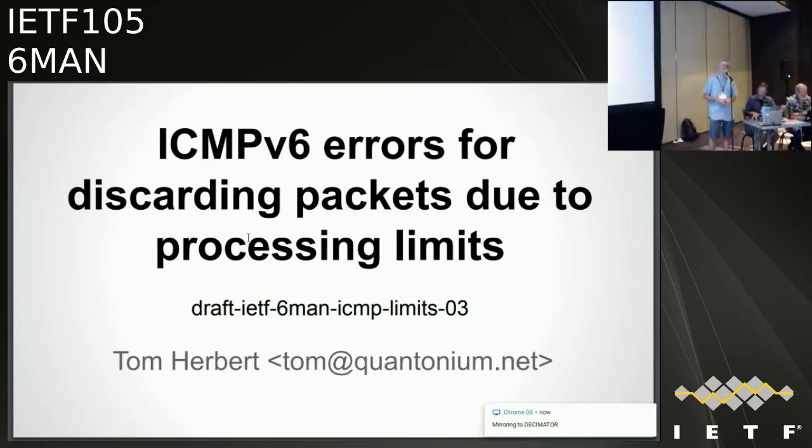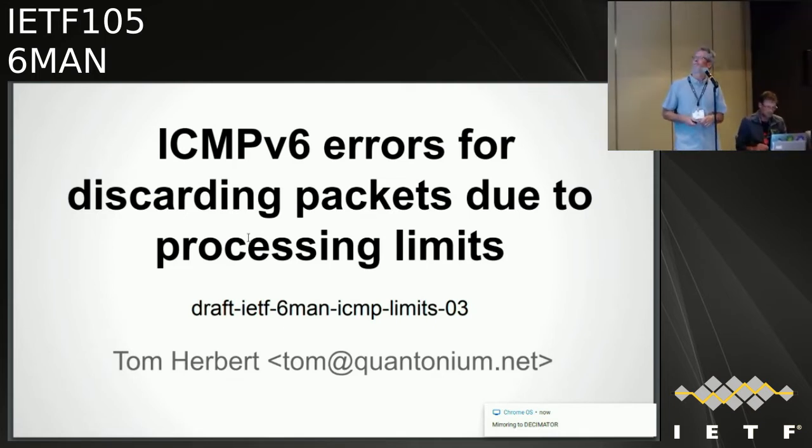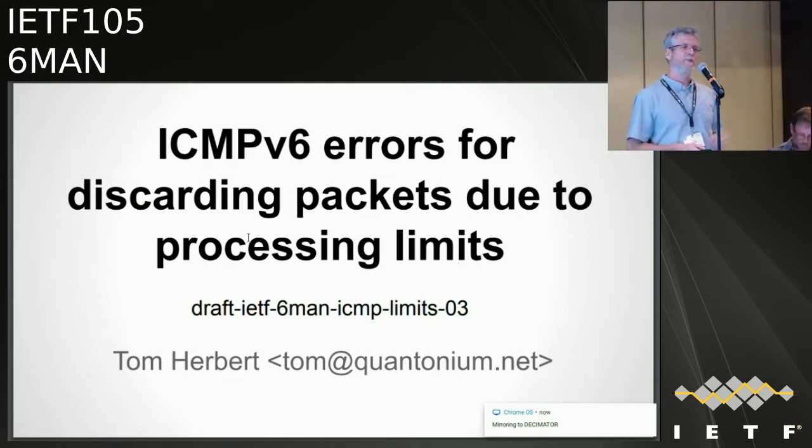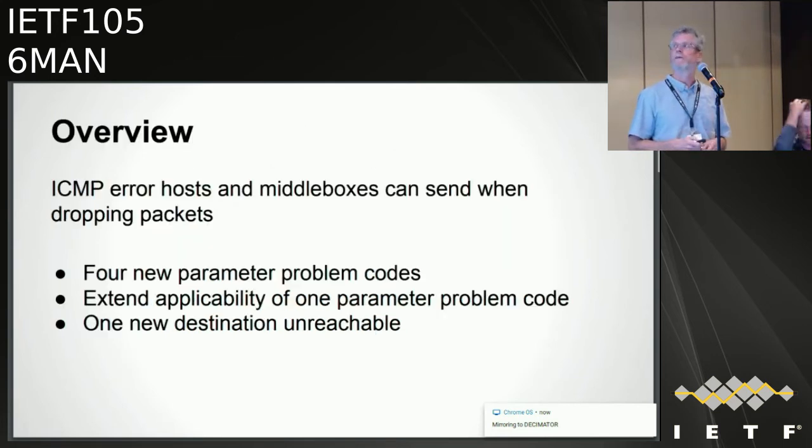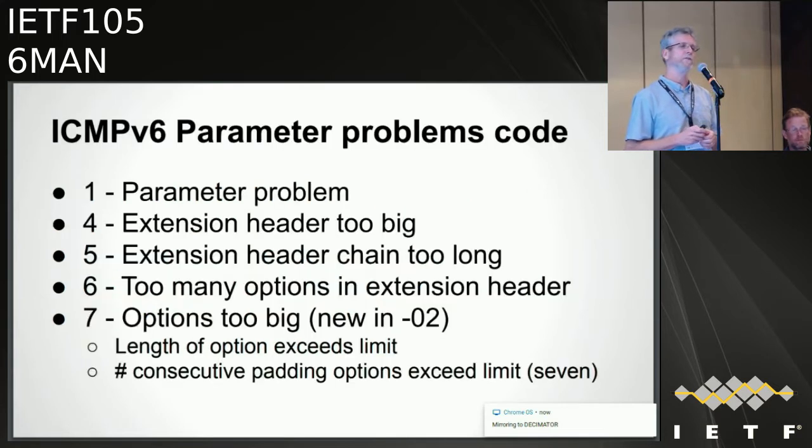Okay, so there must be a good joke in there somewhere, but it's kind of late in the day, so I won't even try. I'm going to talk a little bit, hopefully briefly, about ICMPv6 errors for discarding packets. This is a working group draft. A little bit of overview. The idea is that we want some ICMP errors that hosts and middleboxes can send when they drop packets for exceeding limits, particularly in processing extension headers. This defines four new parameter problem codes. It extends the applicability of one parameter problem code and one new destination unreachable code.